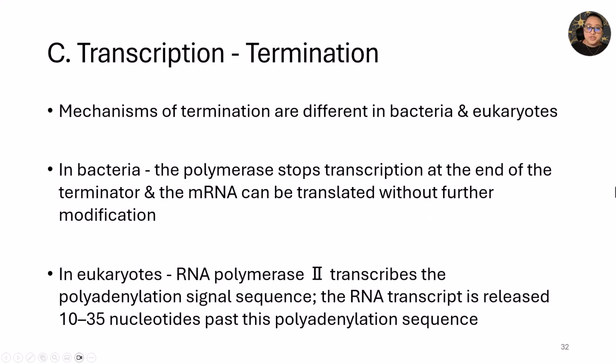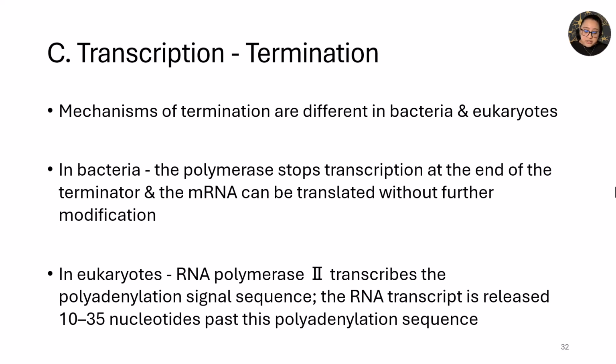And then transcription termination. The mechanisms are different in bacteria and eukaryotes for when to stop transcription. In bacteria, the polymerase stops transcription at the end of the terminator sequence. Remember, the terminator is just like, this is where you stop. But that's only in bacteria. The polymerase stops at the end of the terminator sequence, and then the mRNA can be translated without really any further modification.